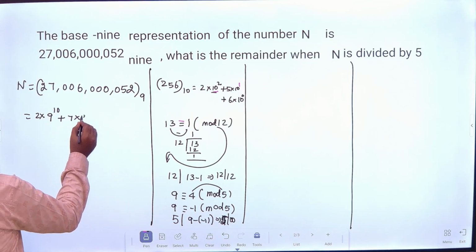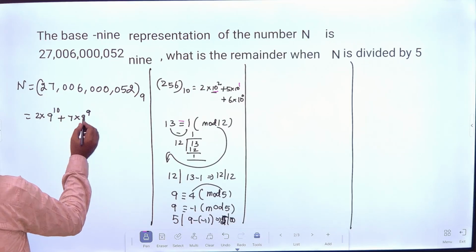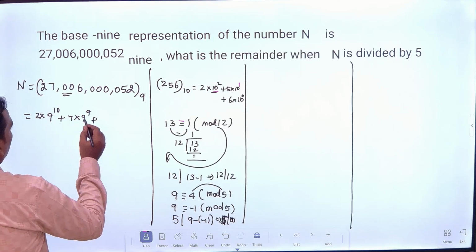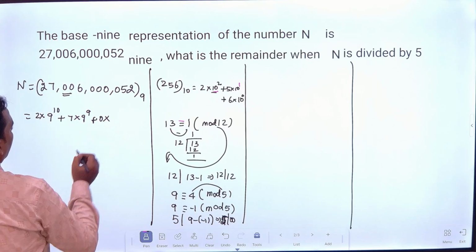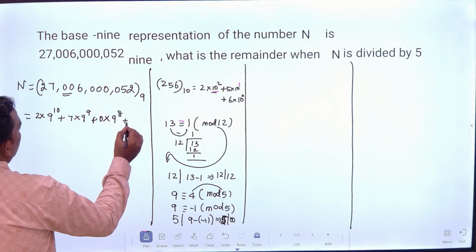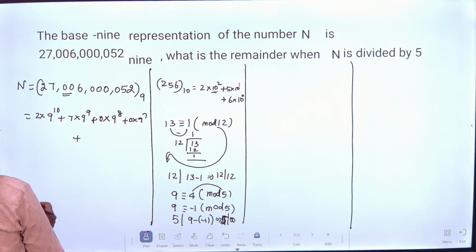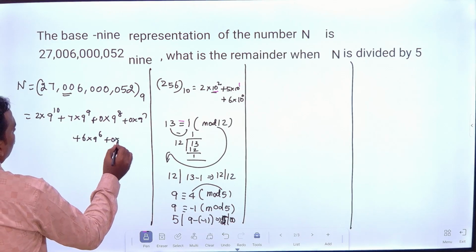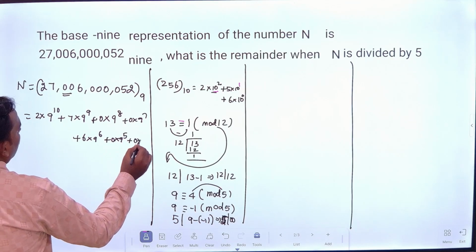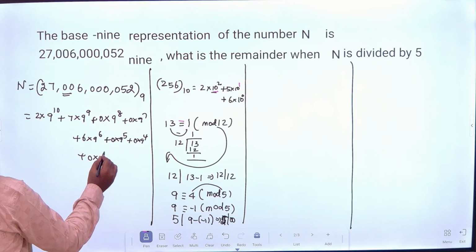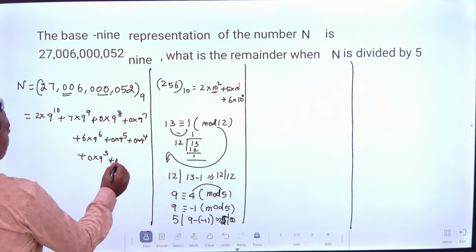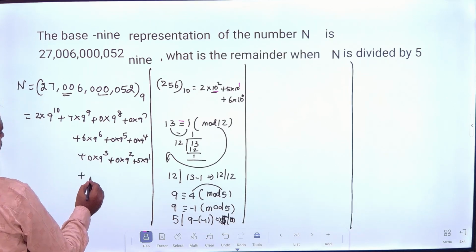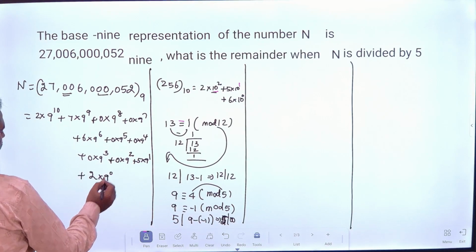Plus 7 into 9 power 9. So you know that this is 0, right? I'm just leaving this one as it is, because 0 into something is 0 only. Otherwise you will feel difficult. Let me write completely: 9 power 8 plus 0 into 9 power 7 plus 6 into 9 power 6 plus 0 into 9 power 5 plus 0 into 9 power 4 plus 0 into 9 power 3. This is completed. And then 0 into 9 power 2 plus 5 into 9 power 1 plus 2 into 9 power 0. I think clear?